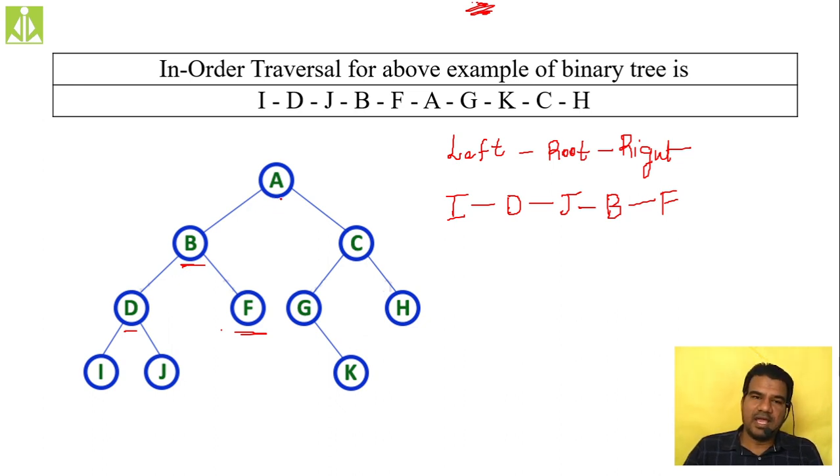When we were at A, for A as root, B is the left child, which is already visited. So if the left child is already visited, next what do we have to visit? We have to visit the root, and A is my root. Visit A. Then after visiting A, what do I have to do? After visiting root, move to the right.